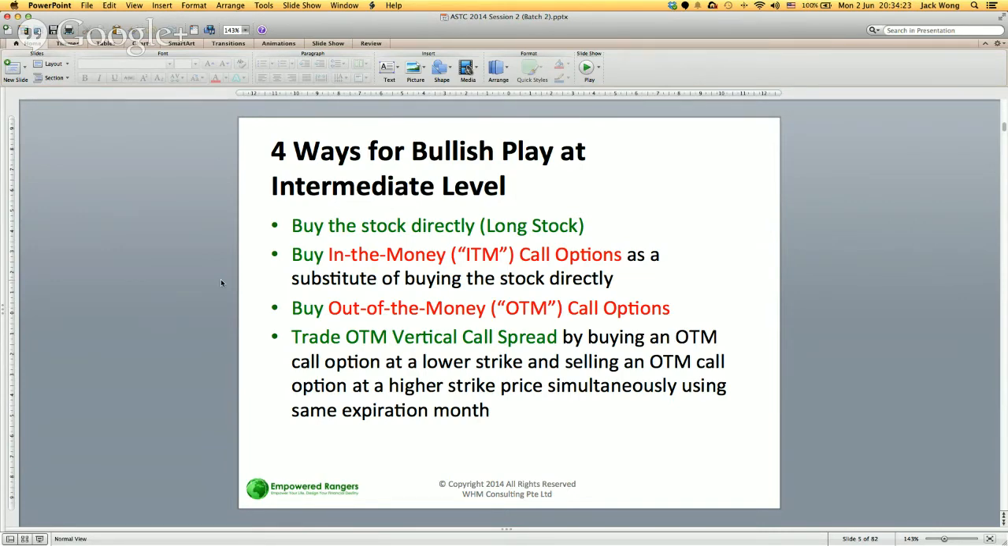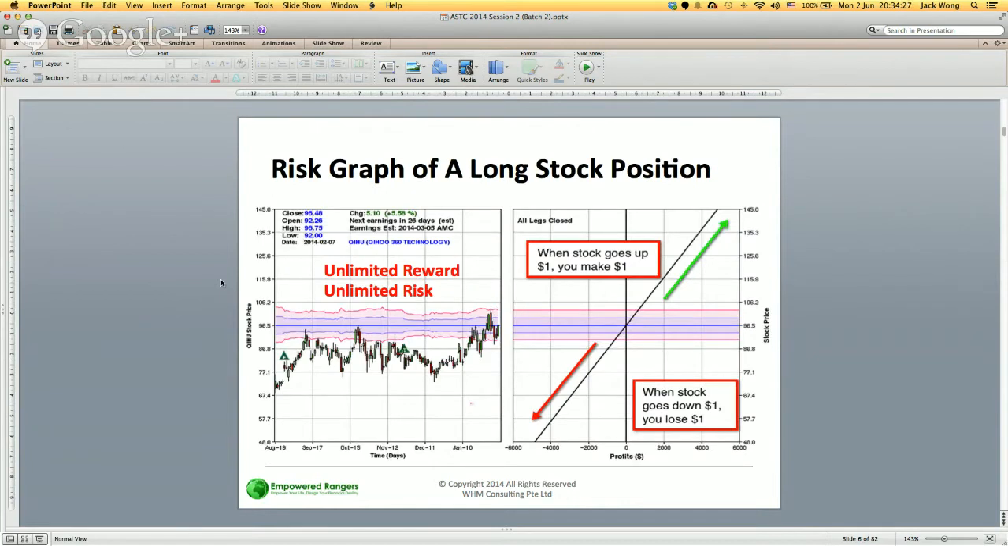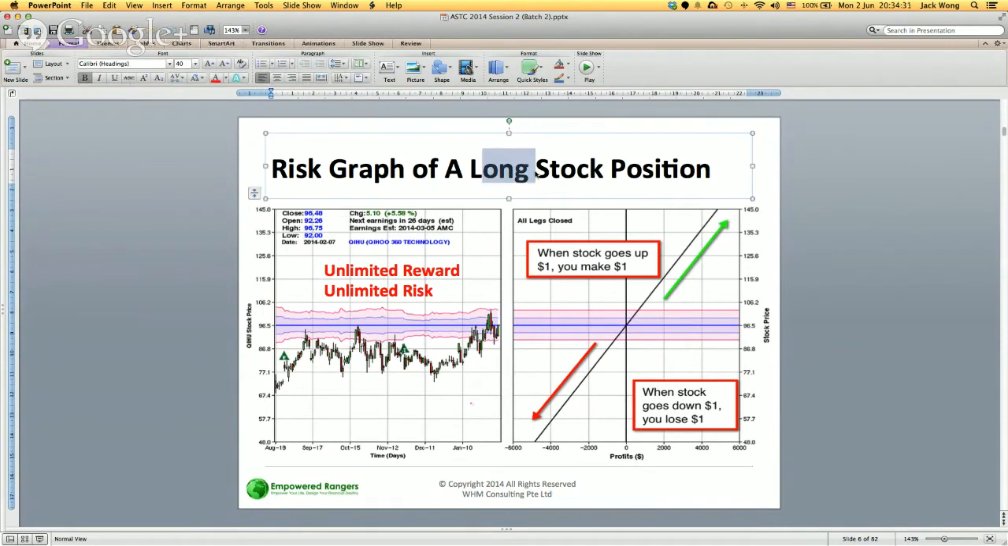So what's a long stock position? When we say long stock, essentially we are buying the stock. So when we buy a stock, we long the stock. When we sell the stock, or actually short sell the stock rather, we short the stock. So the word long means buy, short means sell. That's it.